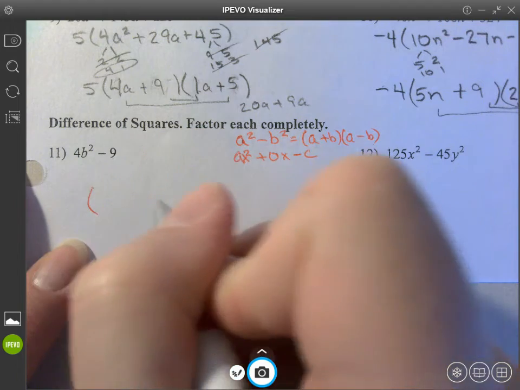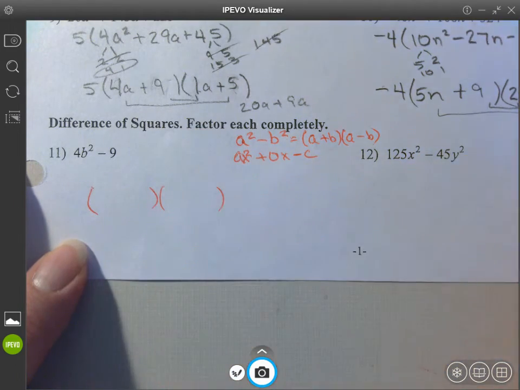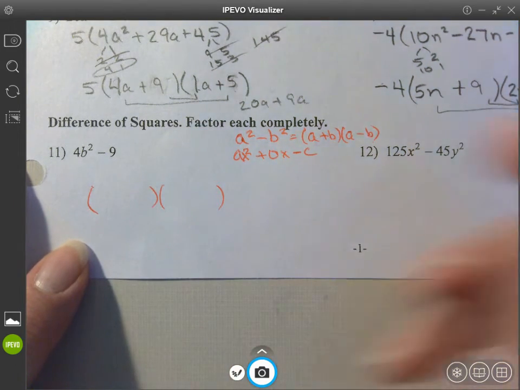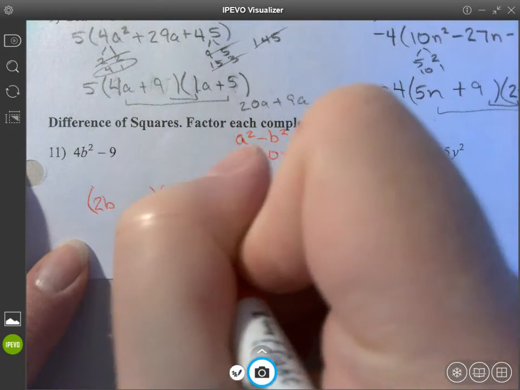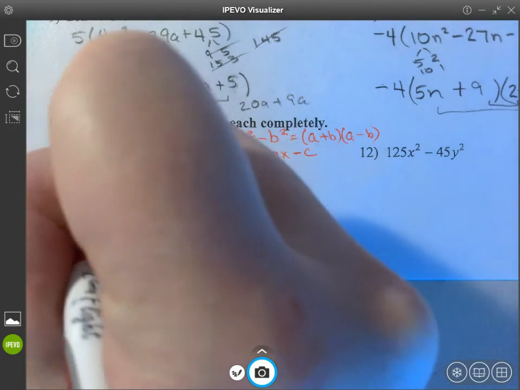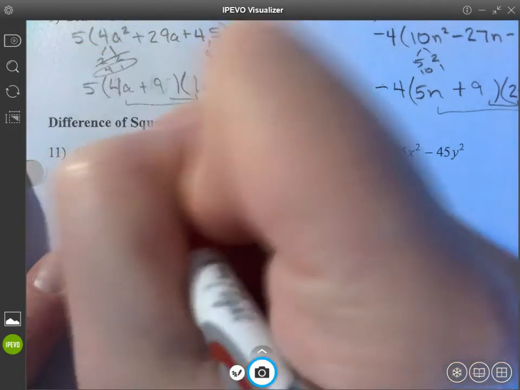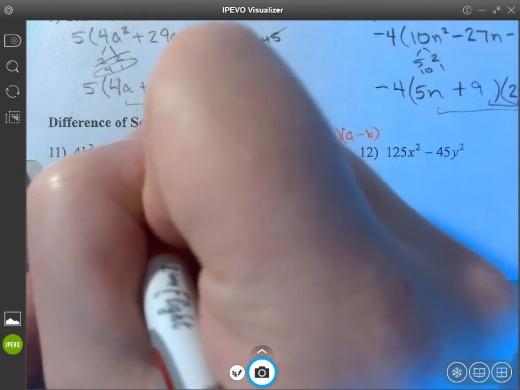So I'm really doing reverse FOIL trial and error. I want to make sure it works. So it'd be a 2b times 2b. Isn't that what we always do, is do the double digits first? And then I'm going to do a negative and a positive 3.